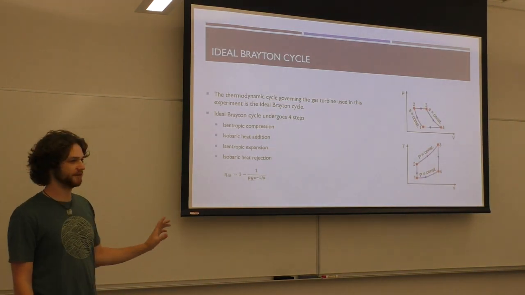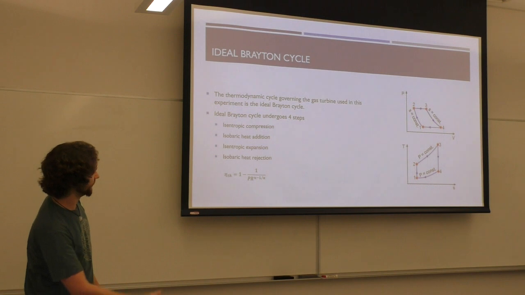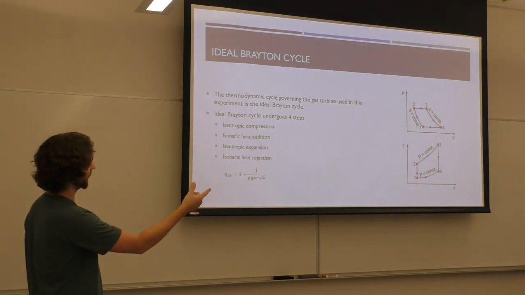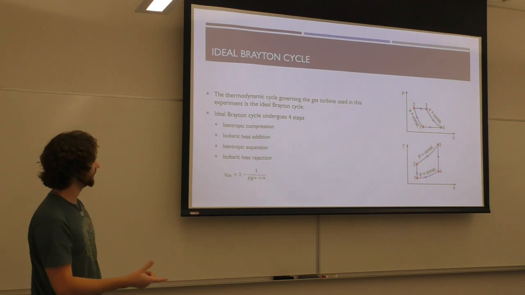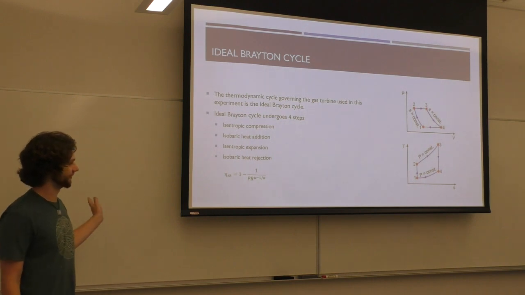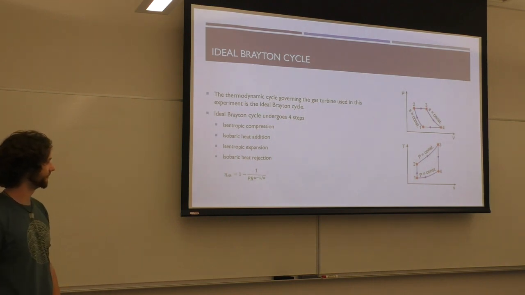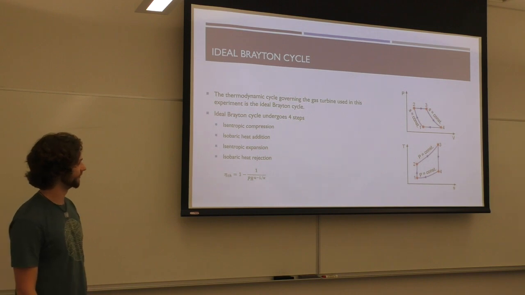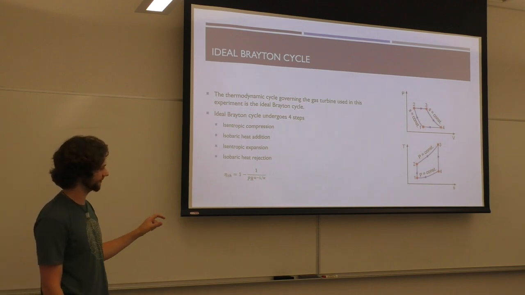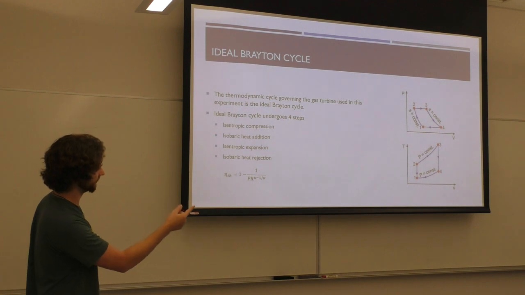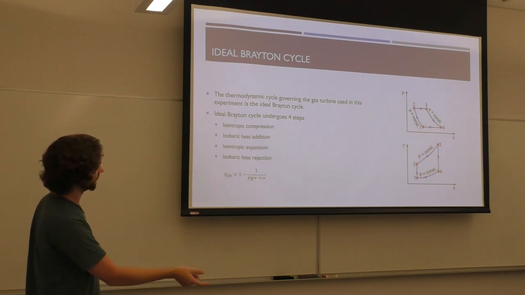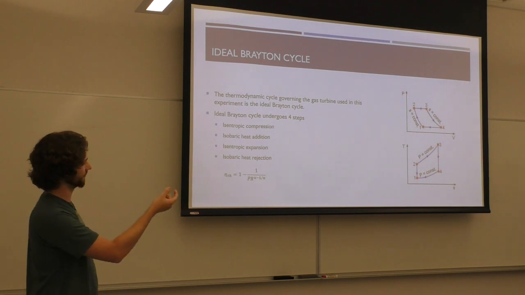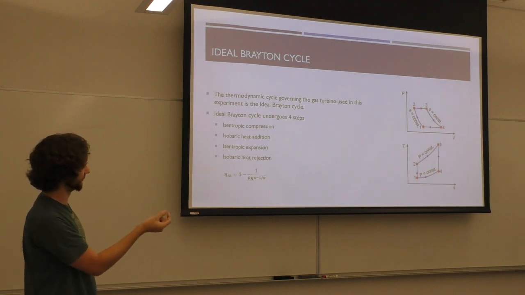So, some overview of the ideal Brayton cycle. On the right here, we have pressure versus volume, and then temperature versus entropy plots for this cycle. The thermodynamic cycle governing this is the ideal Brayton cycle, which undergoes 4 steps. First, isentropic compression. You can see on step 1 to 2, the entropy does not change, our temperature rises, and in pressure versus volume, we increase in pressure and reduce the volume, compressing the fluid.